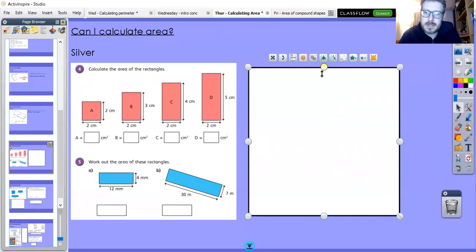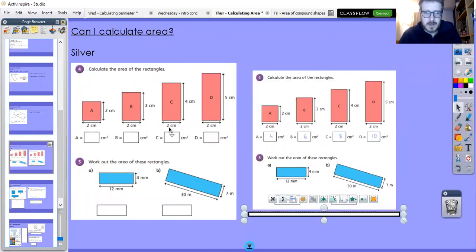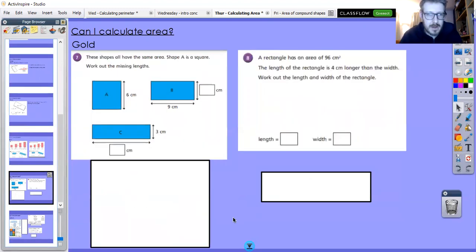Okay, and then let's look at the answers. So 2 times 2 is 4, 3 times 2 is 6, 4 times 2 is 8, 5 times 2 is 10. And then these two, 12 times 4, you've got 48 millimeters squared. And this one, 30 times 7, well, 3 times 7 is 21. So 30 times 7 would be 210. Again, meters squared. Hopefully you remembered this time to put the meters squared with your units of answer down here. All right, and then the challenge questions.